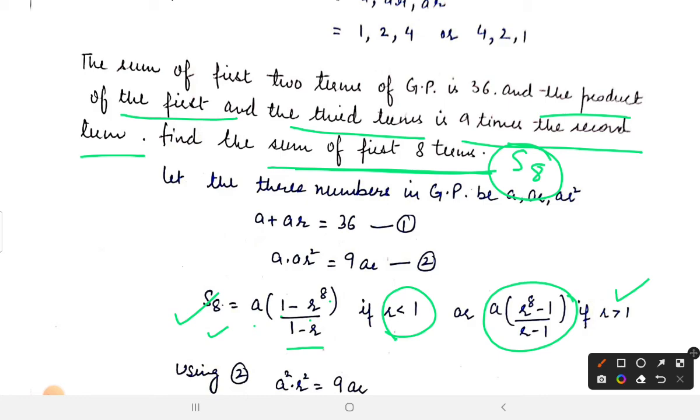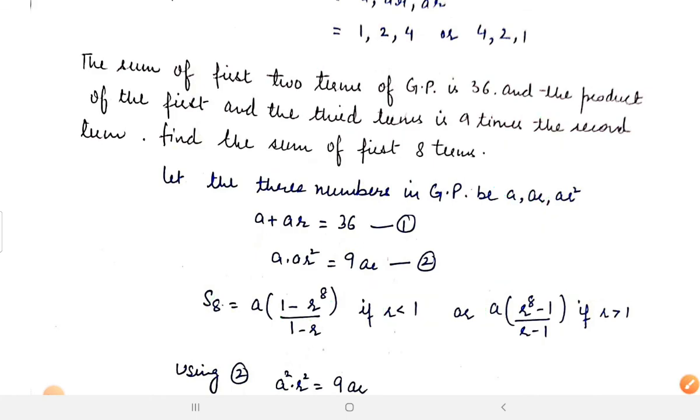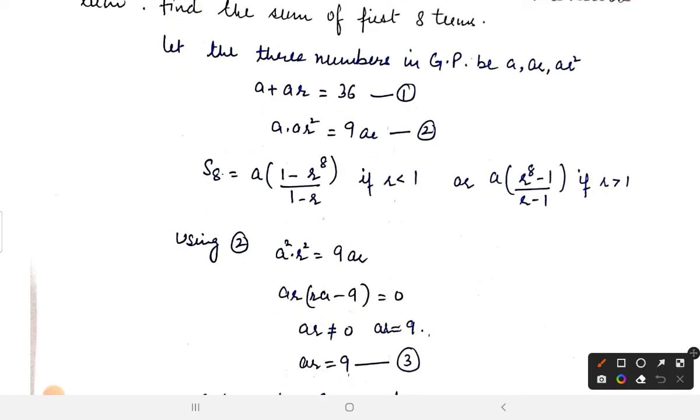Now what is the key condition? Sum of first two terms of GP. Let the GP be A, AR and AR square. Sum of first two terms, that is A plus AR, is 36. Product of first and third term is 9 times the second term. So product of A and AR square is 9 times AR. So from 2, what do we get? A square R square is equal to 9AR. So AR is equal to 9.